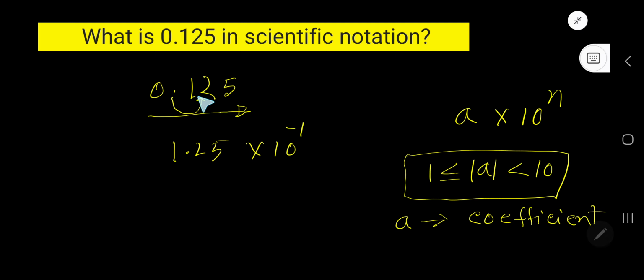Or you can remember that this number is less than 1, so the sign of the exponent will be negative. So this is the scientific notation for 0.125.